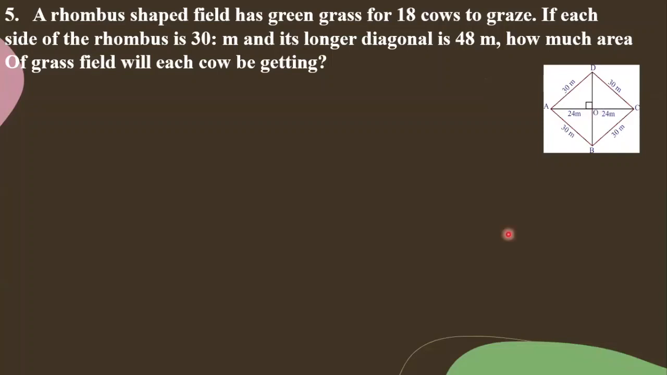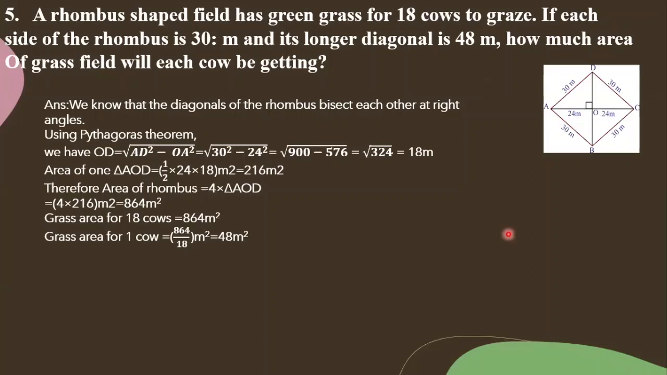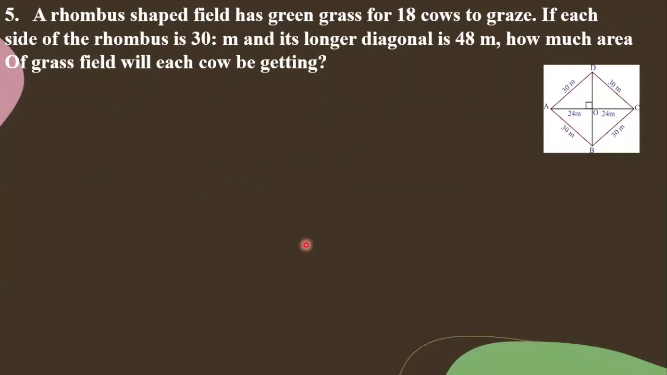We'll check the answer. 18 cows is equal to 864. One cow, 864 divided by 18. Because for 18 cows, the area of this rhombus is 864 square meter. One cow, 48. Very good. That's all the answer, children.